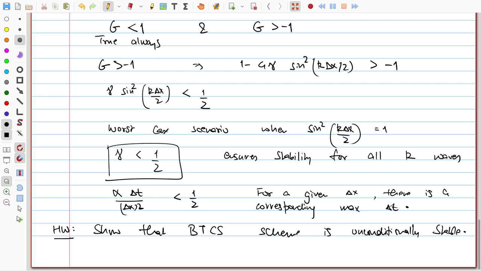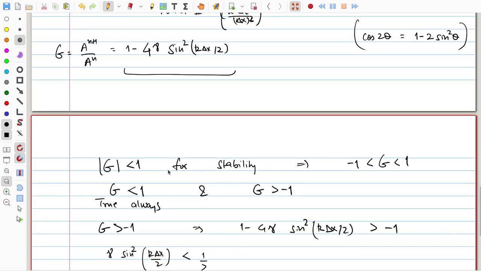Yes. So the question is, why is mod G always less than 1 for stability? Is that the question? Okay. In this case, what we see is, look at the function G. G is 1 minus something, and that something is positive. So, if you subtract a positive number from 1, you get a number which is less than 1.